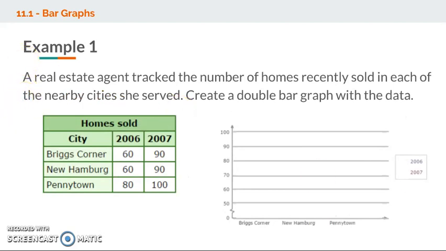All right, so example 1, you do need to write this down. So go ahead and pause this and write down this chart, and then come back, and then we'll fill out our graph here.